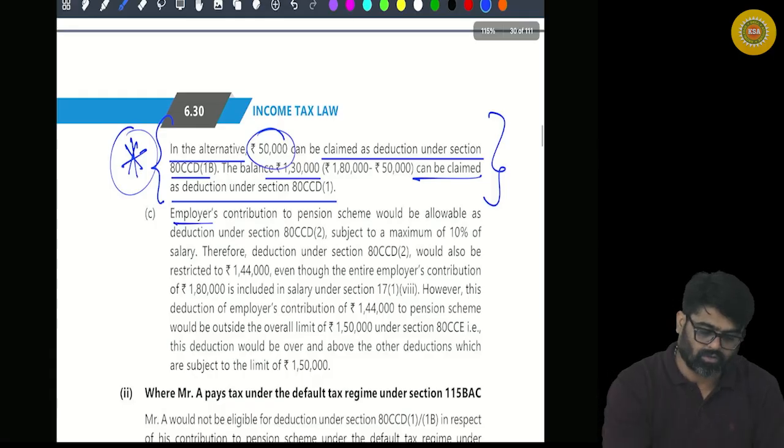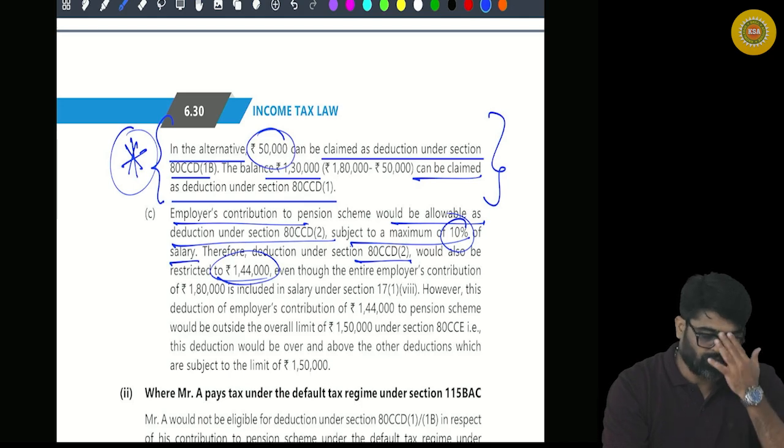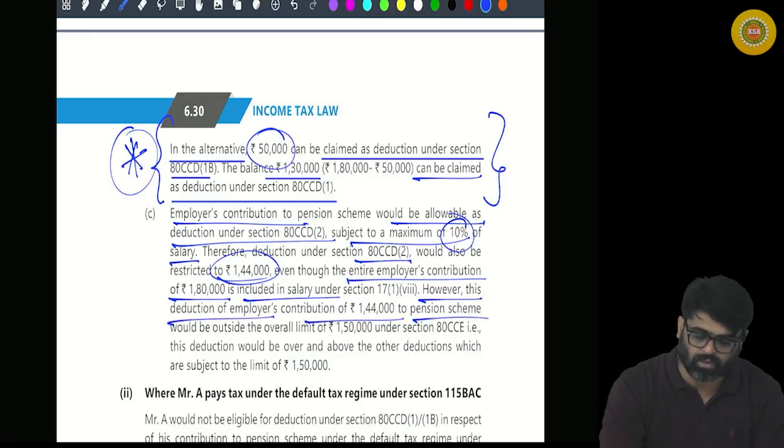So employer's contribution to pension fund would be allowable as deduction under CCD2 subject to maximum 10% of salary. Therefore deduction under 80CCD2 would also be 1,44,000, even though the entire employer's contribution of 1,80,000 is included in salary. However, this deduction of 1,44,000 would be outside the overall limit of 1,50,000.